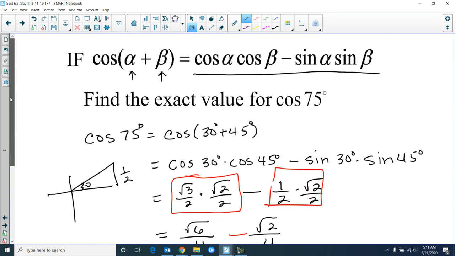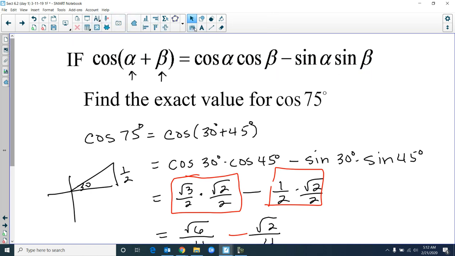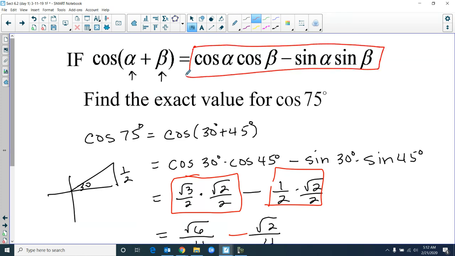Now here's the big question. Where did this formula come from? Okay, where did that formula come from? And why does it work? Well, since you want to know, I will show you.